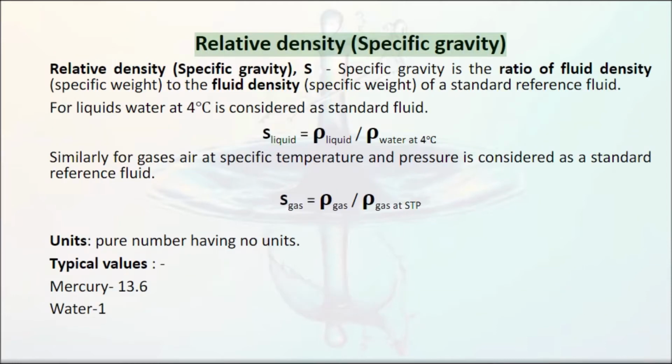Relative density, specific gravity. Relative density, specific gravity, S. Specific gravity is the ratio of fluid density or specific weight to the fluid density or specific weight of a standard reference fluid. For liquids, water at 4 degrees Celsius is considered as the standard fluid.